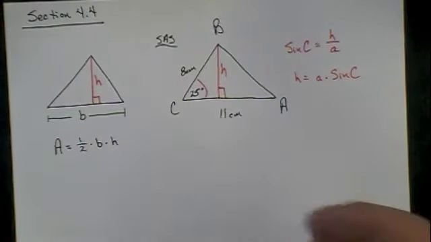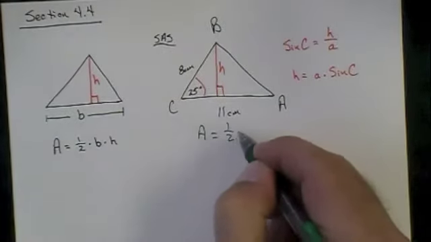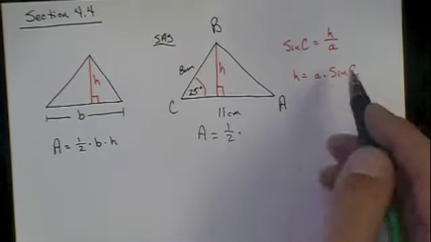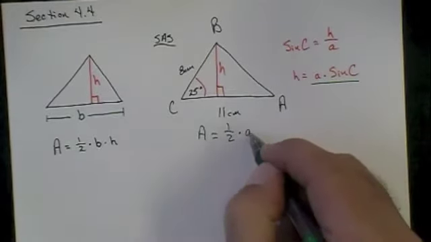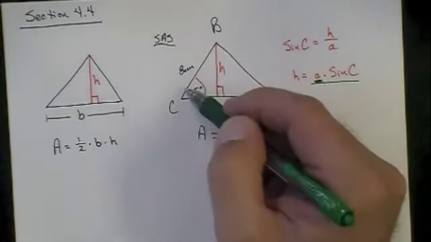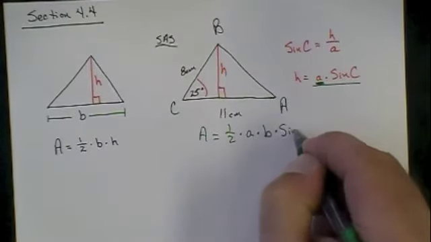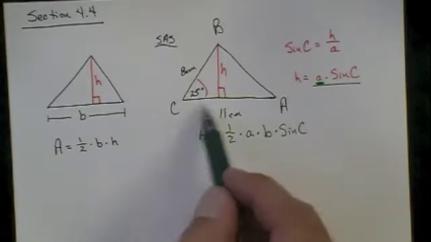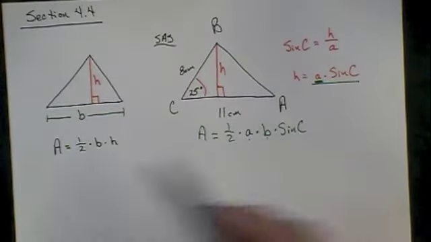So if we know that we have 1/2 base times height, then we can find the area here by taking 1/2 times our base, which in this case is going to be side B, times our height, which we just found to be equal to A times the sine of C. So we have side A and side B. Here's side A being part of this to find our height, and then side B is being our base, and then sine of angle C is our included angle. This is the formula we end up with. So we have our two given sides and the included angle.